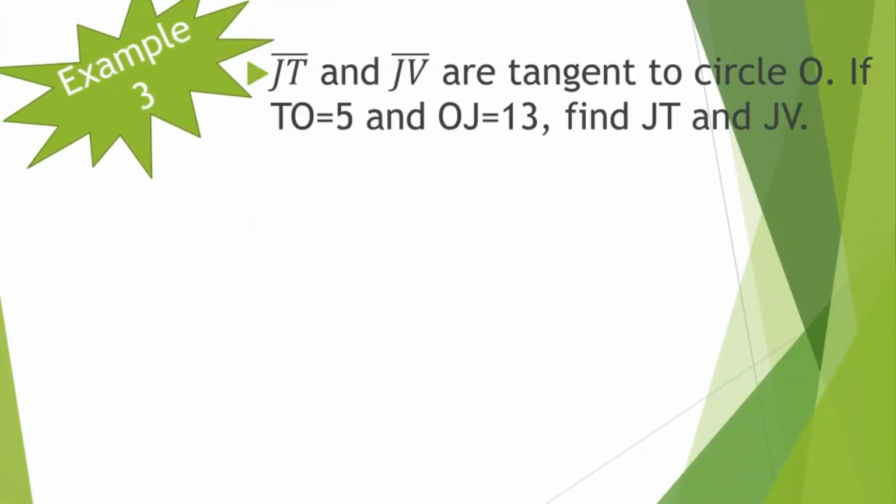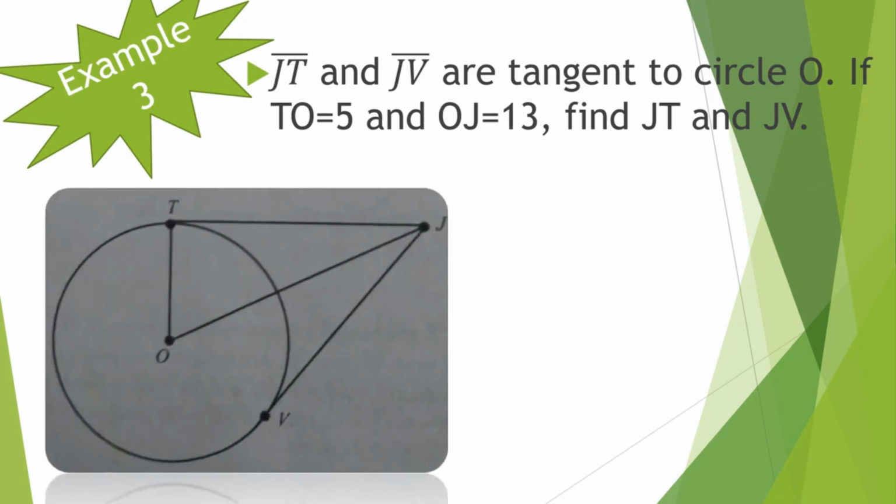How about example number 3? Line segment JT and line segment JV are tangent to circle O. If TO equals 5 and OJ equals 13, find JT and JV. So we have here TO, which is 5, OJ, which is 13, and we don't have TJ, because we're going to find JT or TJ and JV, right?